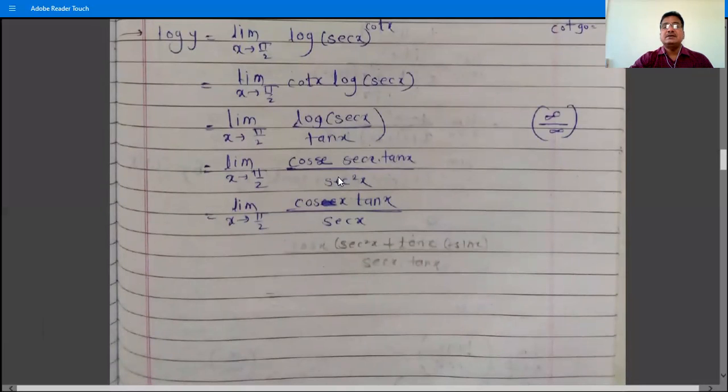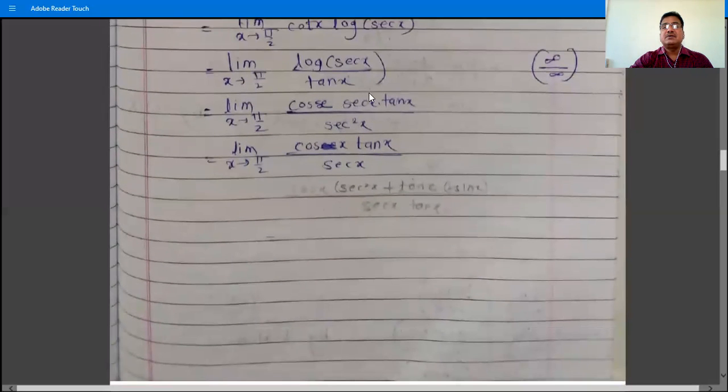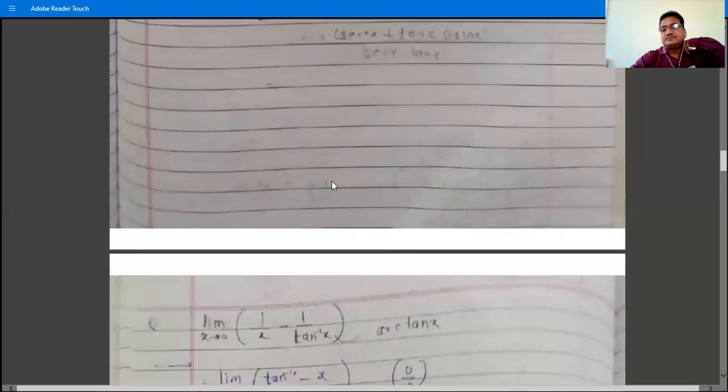So the derivative of log sec x is what? 1 by sec x, into the derivative of sec x, which is sec x into tan x. 1 by sec x means cos x. And the derivative of sec x is sec x into tan x, divided by the derivative of tan x, which is sec square x. And therefore one sec x gets cancelled. And then we have cos x into tan x by sec x. So simplify this, and we have the answer.